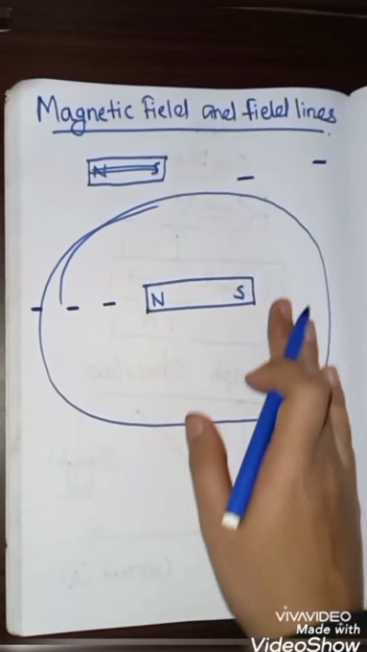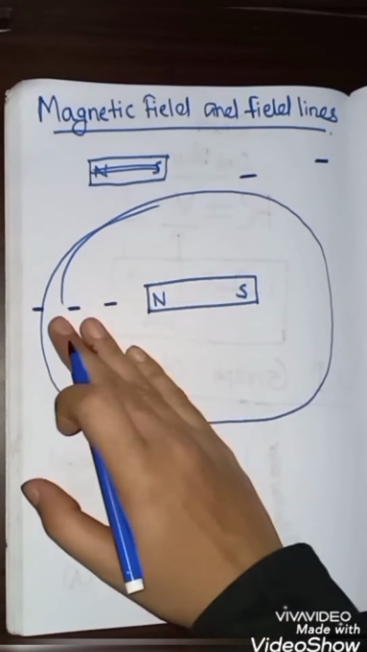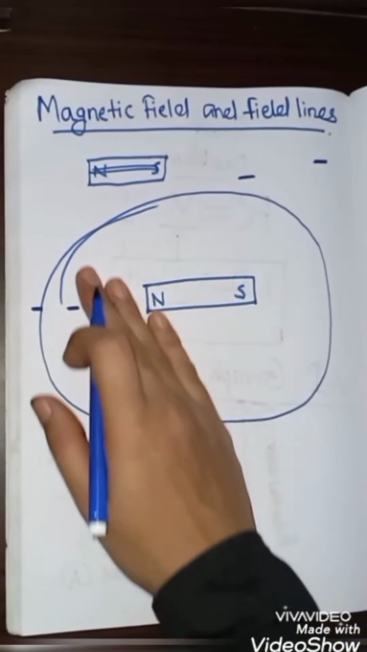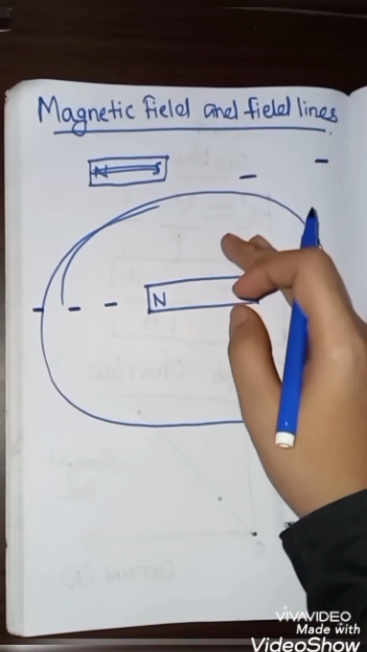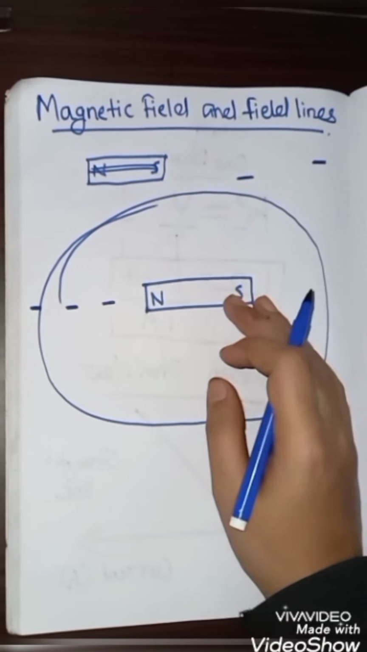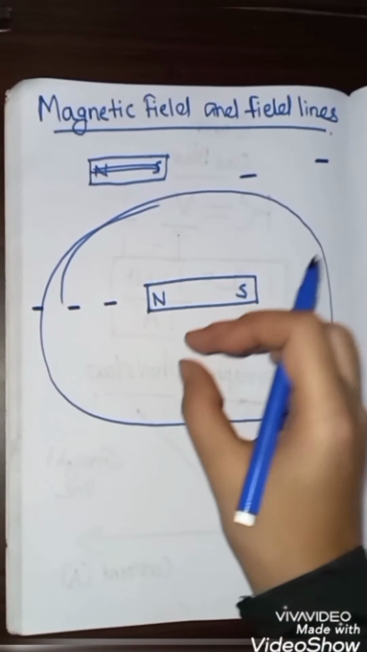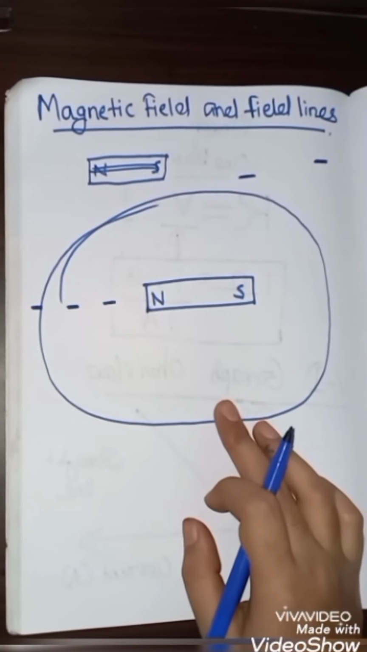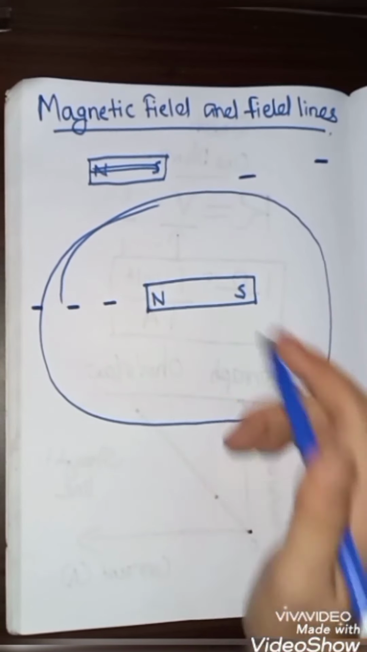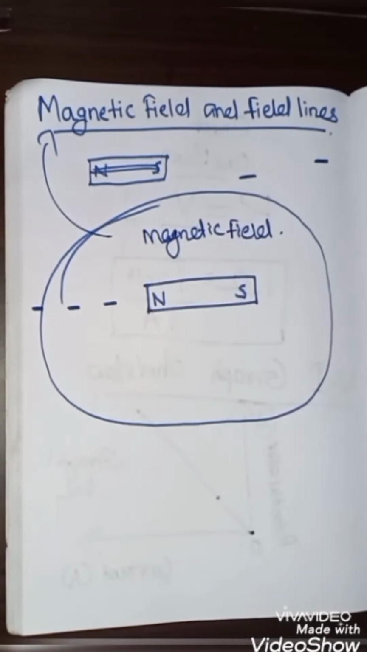That means the force of the magnet is concentrated in this region. Outside this region, there is no magnetic force. The force of the magnet is not experienced. That means there is a region in which the force of the magnet is experienced, and that region is called the magnetic field. So every magnet has its own magnetic field.